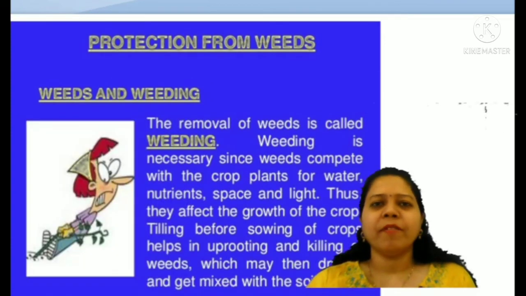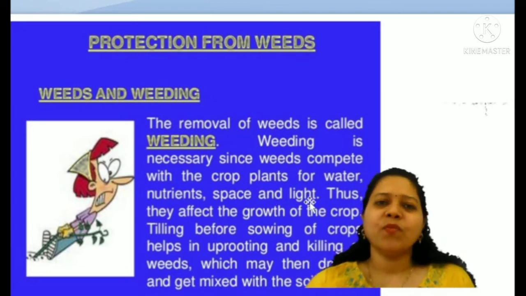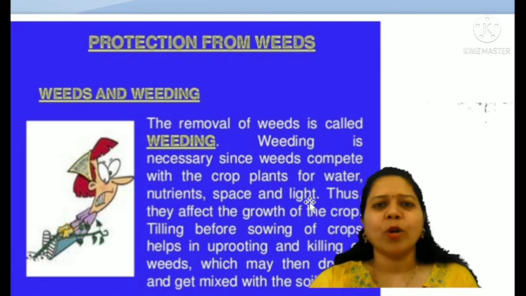Next, what is meant by weeding? The removal of weeds is called weeding. Removing those unwanted plants is known as weeding. Weeding is necessary since weeds compete with the crop plants for water, nutrients, space and light. When these weeds grow with the crop, whatever water, nutrients or sunlight is coming, they compete with the crops we are growing in the land.